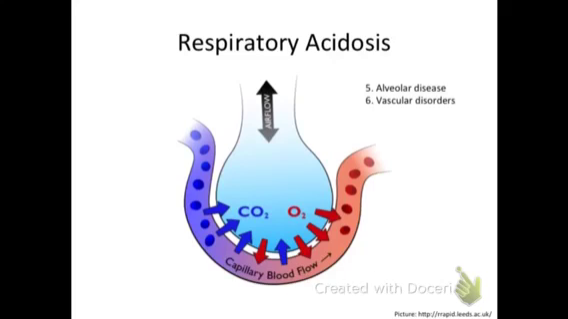The remaining two causes of respiratory acidosis are alveolar disease and vascular disorders. Alveolar disease may be caused by inflammatory cells or neoplastic cells within the alveoli, so that's a neutrophil that I drew. Or they could be neoplastic cells, so that's an angry neoplastic cell. The mere presence of these cells physically impairs airflow through the alveoli, and they also damage pneumocytes as well.